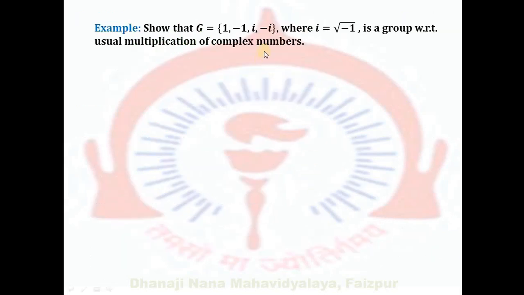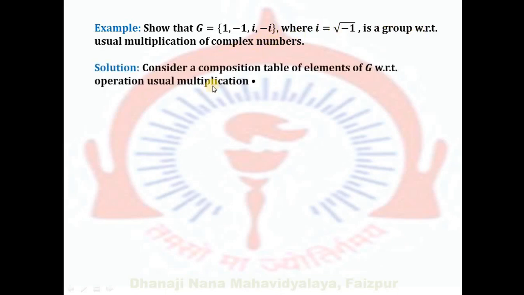Now we have the next example, that is show that G, which is the set containing 1, minus 1, i, minus i, where i is the square root of minus 1, is a group with respect to usual multiplication of complex numbers. So solution, consider a composition table of elements of G with respect to the operation usual multiplication. So here we see the composition table.